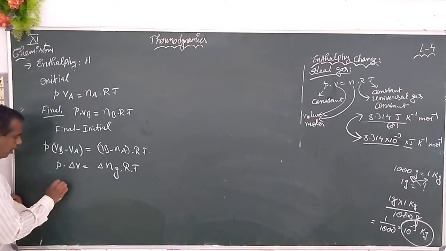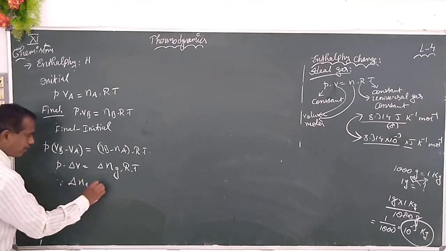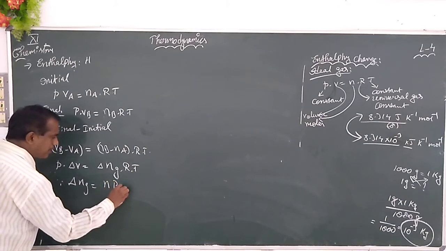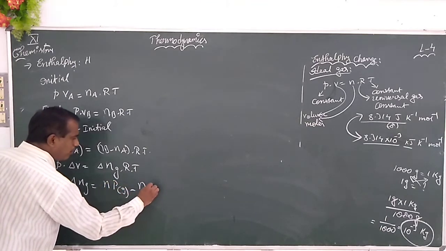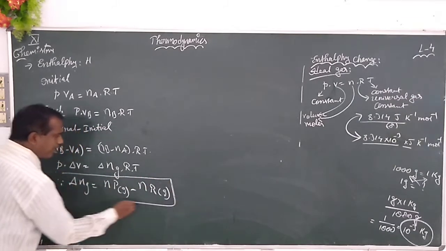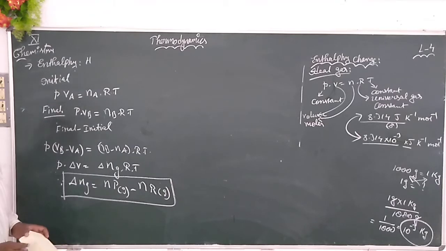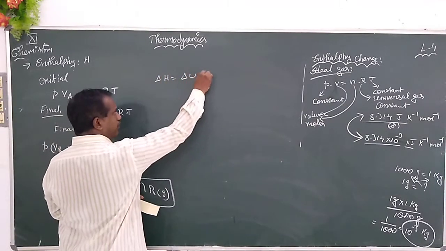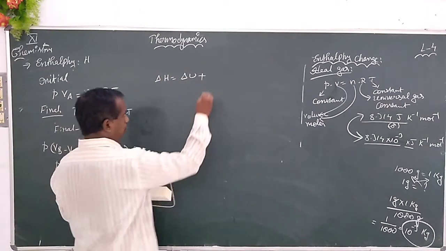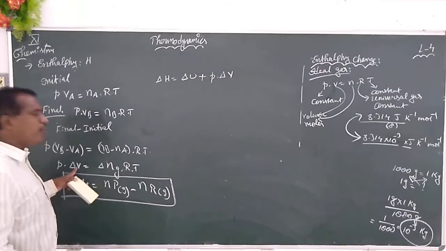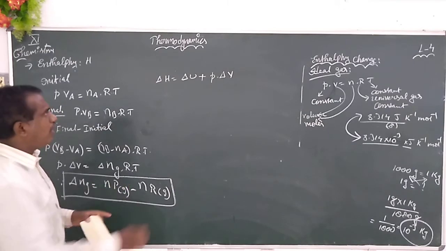Delta Ng means change in number of moles of gaseous substances. Already we came to know about this delta Ng: number of moles of products present in the gaseous state minus number of moles of reactants present in the gaseous state. In this method we can calculate the delta Ng. But what is the use of writing this? Because we know change in enthalpy is equal to change in internal energy plus P into delta V. Substitute P into delta V is equal to delta Ng into R into T.